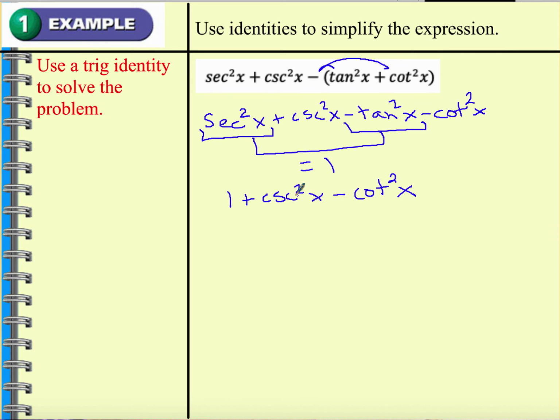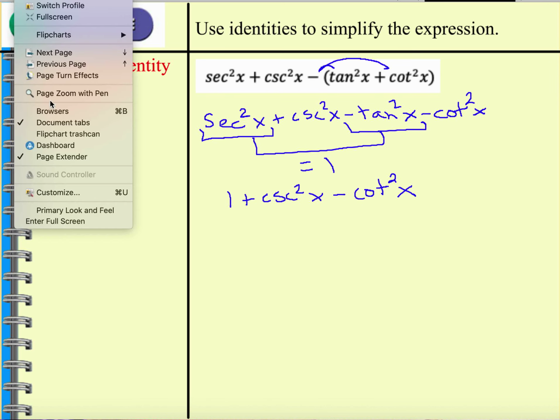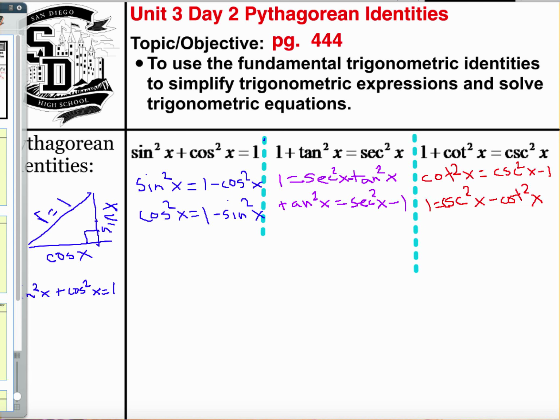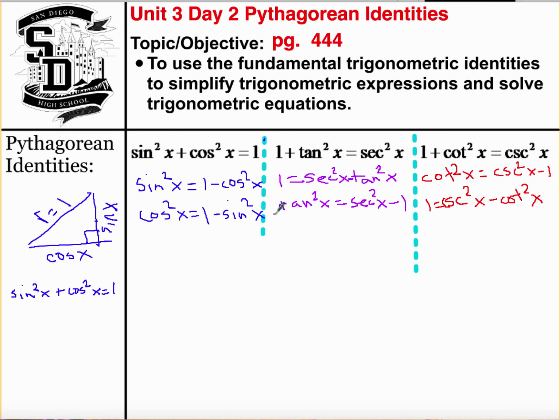So next, let's look at what we have here. I've got cosecant squared and a negative cotangent squared. So with my Pythagorean identities, a cosecant squared and a cotangent squared, that sounds like this third set, and it was the cotangent squared that was negative. So it looks like cosecant squared and negative cotangent squared is equal to 1.